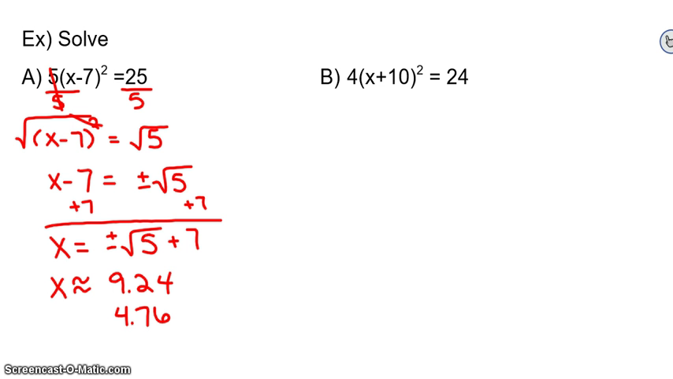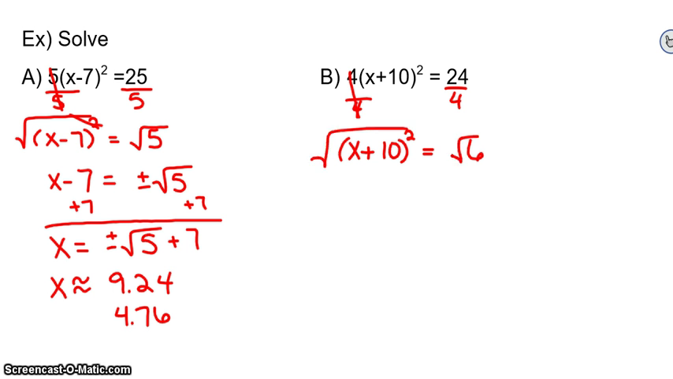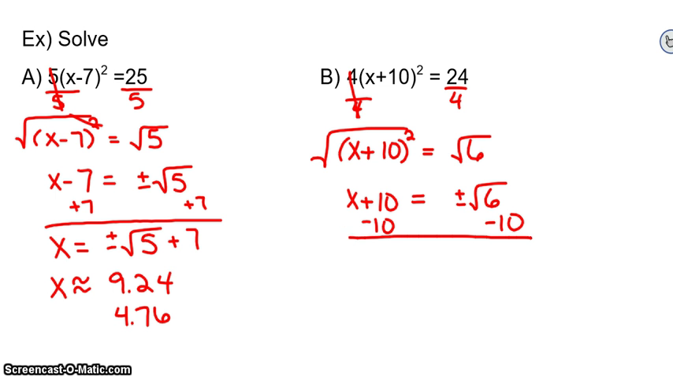Let's practice again with part B. Step 1, divide by 4. The 4 is canceled. You're left with x plus 10 squared. 24 divided by 4 is 6. Then to undo a square, we'll find the square root on both sides. So x plus 10 is equal to plus and minus the square root of 6. And it just so happens that the square root of 6 still does not simplify. And so the last step is to subtract 10 on both sides. Now x is by itself, and we have plus and minus the square root of 6 minus 10.